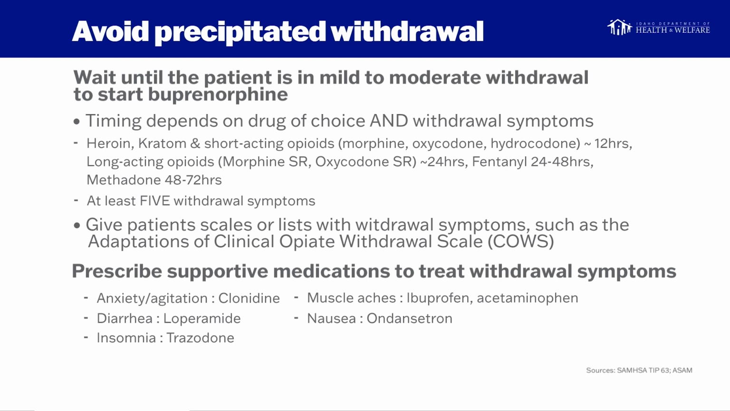The last piece that we do to avoid precipitated withdrawal is to start them low. And so we start with 2 milligrams, or I typically start with 4 milligrams. Because again, if you start with a low dose, it's not a lot of buprenorphine that's displacing the full agonist opioid. If there is some in their system, it's not going to cause a lot of symptoms.